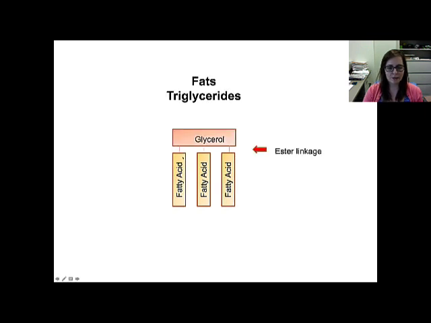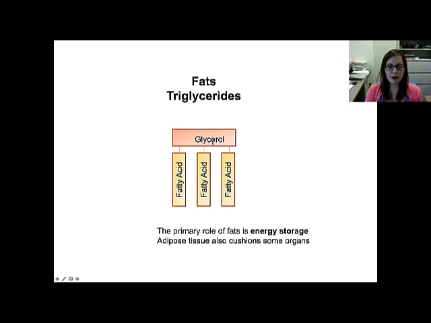Now we can add 3 fatty acids to a glycerol molecule, and this gives us a fat. This is what a fat is, and these fatty acids are linked by an ester linkage, okay? This doesn't make it a polymer, but it does make it a complex molecule with different parts, okay? So I want you to know that there's this glycerol molecule that's somewhat polar, and then you have your non-polar hydrocarbon tails of fatty acids. And this molecule, a fat, is also called a triglyceride, okay? And the primary role of fats or triglycerides is for energy storage.